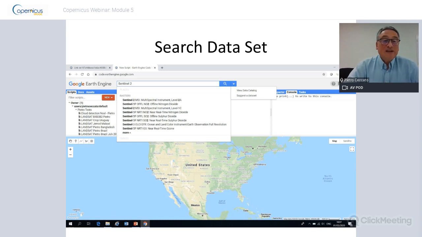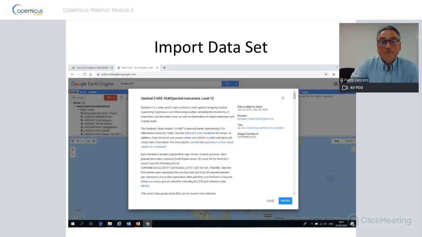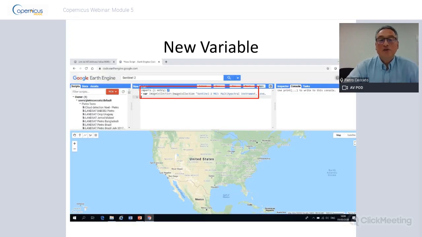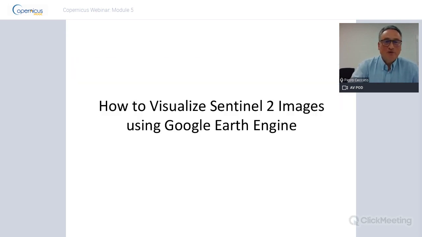In order to access the data, there is an import box, and here I'm choosing Sentinel-2. You scroll the list of images that you have, and here you can see Sentinel-2, Sentinel-3, Sentinel-5. There's also Sentinel-1. You import them, and you are ready to work with the satellite images. And I'm going to show you an example of how to visualize the Sentinel-2 images using Google Earth Engine.